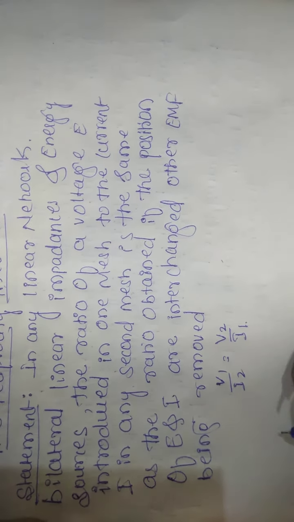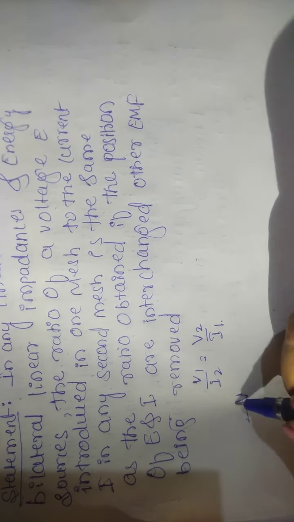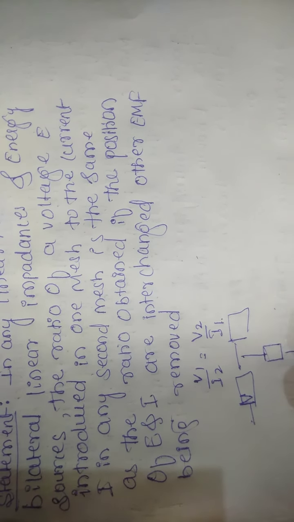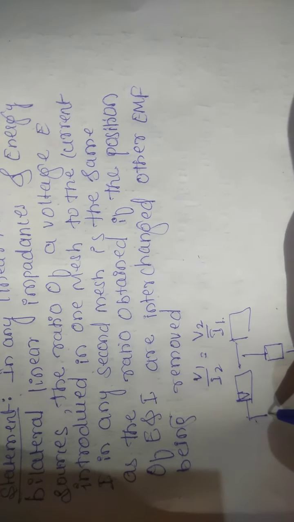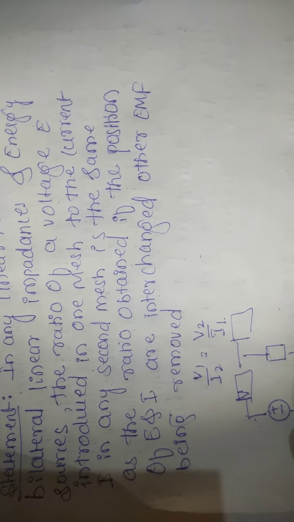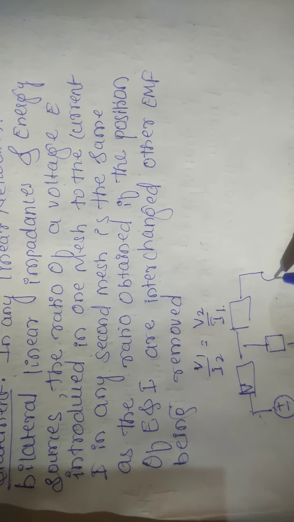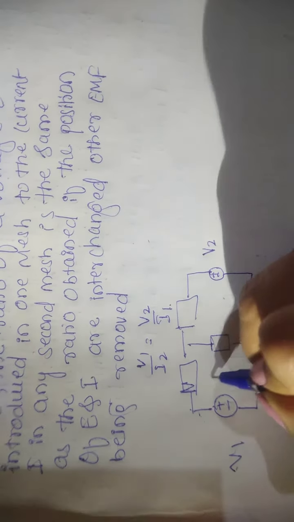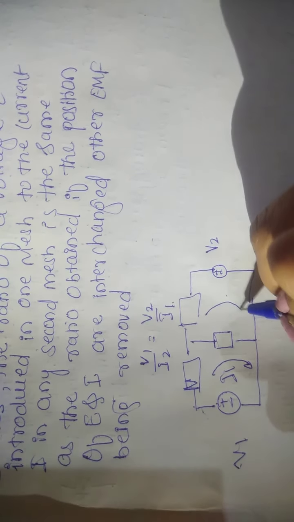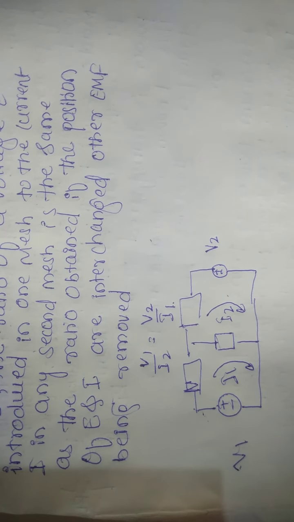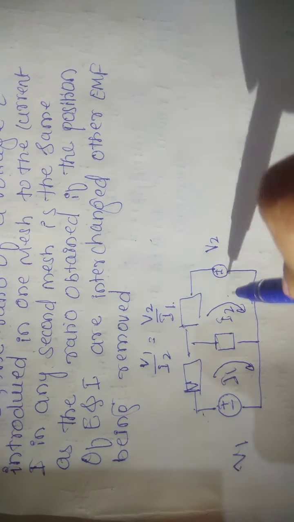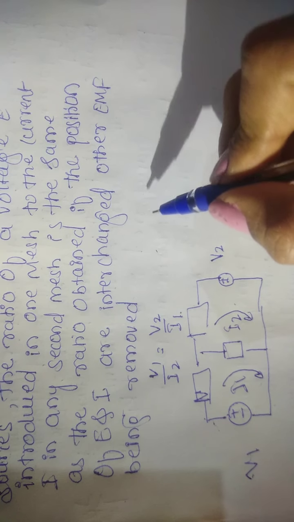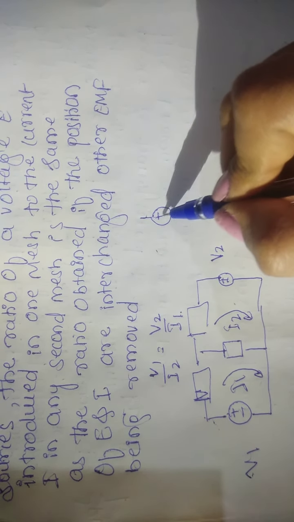What have they given, right? We have been given the impedances. These are the impedances. We have to supply two voltages, V1 and V2, with respect to currents I1 and I2. Yes, two voltage sources are there, two currents are there. What the statement is telling: in any linear network, one voltage they have removed.